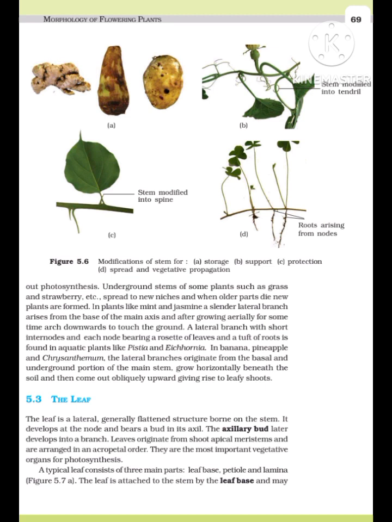In banana, pineapple, and chrysanthemum, the lateral branches originate from the basal and underground portion of the main stem, grow horizontally beneath the soil, and then come out obliquely upward, giving rise to leafy shoots.